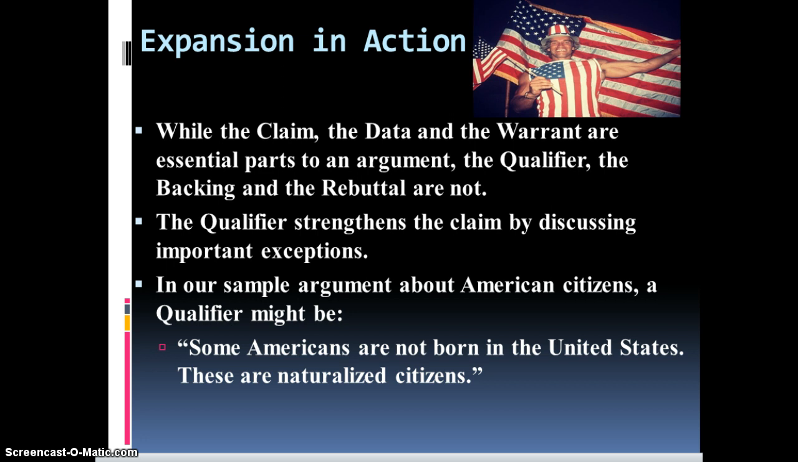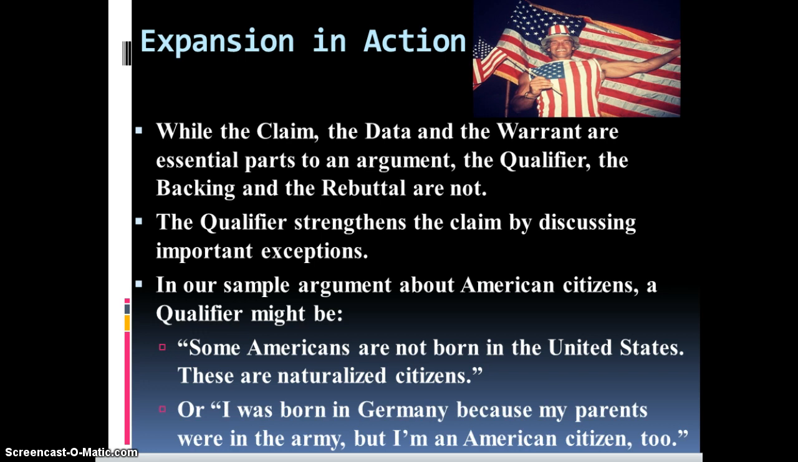Also, some Americans are not born in the United States. They're naturalized citizens, right? So you don't have to be born in this country to be an American. You could also be naturalized and all sorts of things, right? I know a couple examples in my family. They were born in Germany, right? But because their parents were in the army or they were just visiting, they're of course natural citizens, right? And so there are exceptions we could look at when we expand our argument to include all the different parameters of what makes an American citizen a citizen, or a person a citizen.